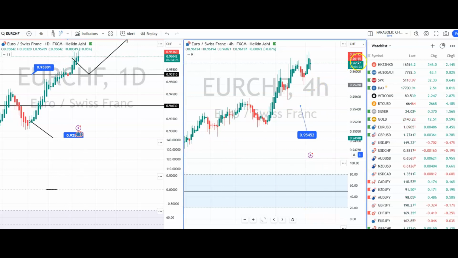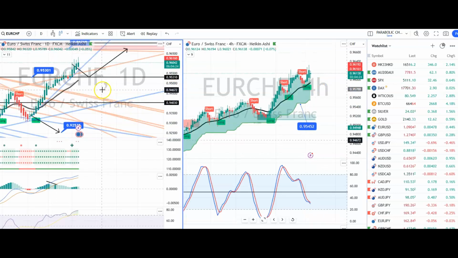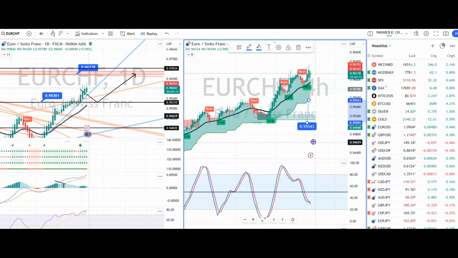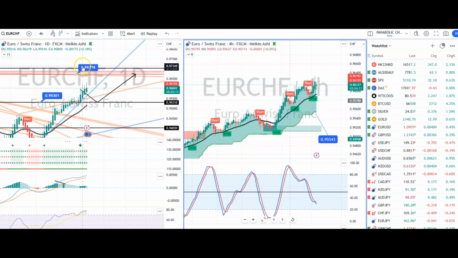Euro Swiss exactly the same. They tend to do the same thing. We haven't seen the big move on the Swiss franc either yet, so this could be an inclination that we're going to see some big moves on the Swiss franc. 95.50 is your trailing stop, target 96.71.